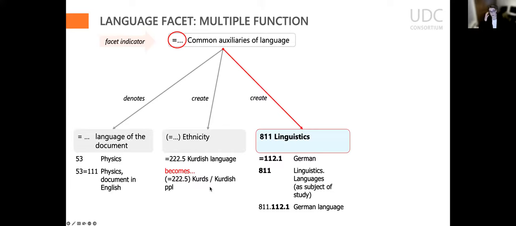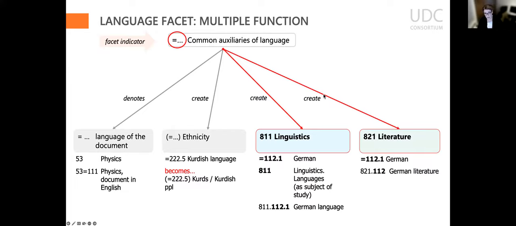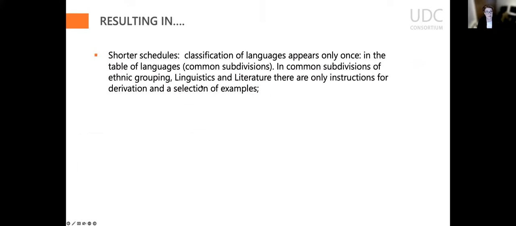The third function is that in linguistics, in philology of languages, we do not list these languages again. There is only an instruction that says whenever you need language as a subject of study, where the book is about a certain language, you take a language from this table above, you remove this equal sign and you combine it with the main number for linguistics, and exactly the same with literature. So the consequence of this principle is called parallel division or parallel derivation. This means that schedules become shorter, classification of languages appears only once, and then in these places, when you come in another part of the schedules, there is nothing, it's basically empty.